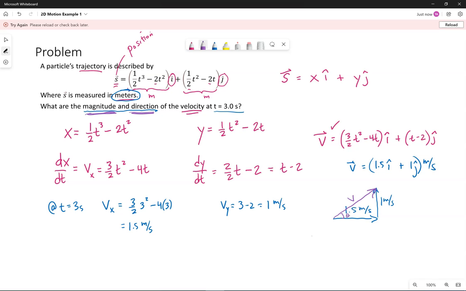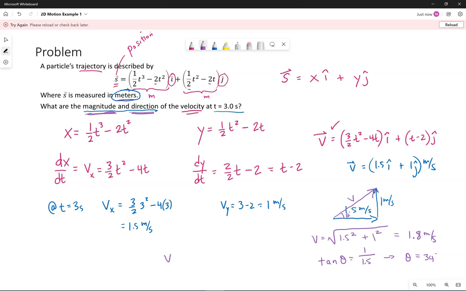So knowing these components, we can find the length of the hypotenuse using Pythagorean's theorem. So 1.5 squared plus 1 squared, and then square root of that. So 1.8. That's the magnitude, the speed. We can say that the tangent of theta is the opposite side, which is 1, over the adjacent side, that is 1.5. So when I take the inverse tangent of that, I get 34 degrees.